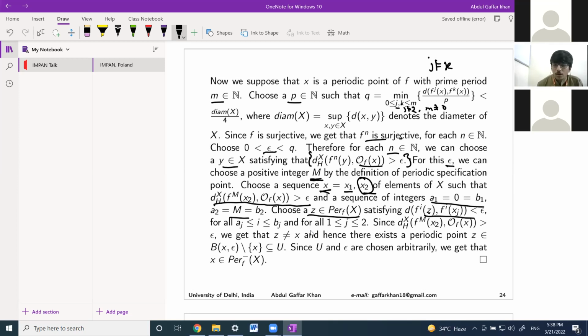So observe that because the distance is greater than epsilon, we must have z not equal to x. Otherwise, the distance between f^m(x2) and the orbit of x would be less than epsilon, and hence z can be chosen to be a point in the deleted neighborhood. And for every epsilon chosen, we get that x is a limit point of the set of all periodic points. This completes the proof, as we have considered the cases where x is either a periodic point or not a periodic point.